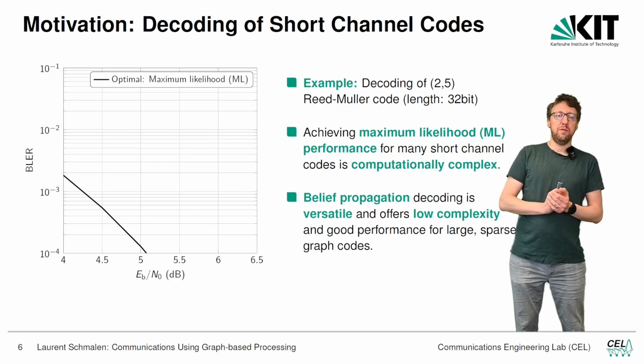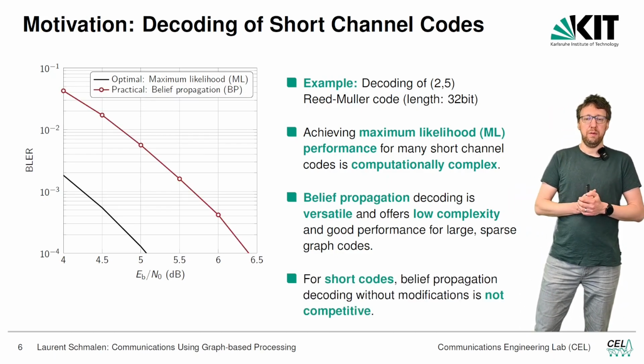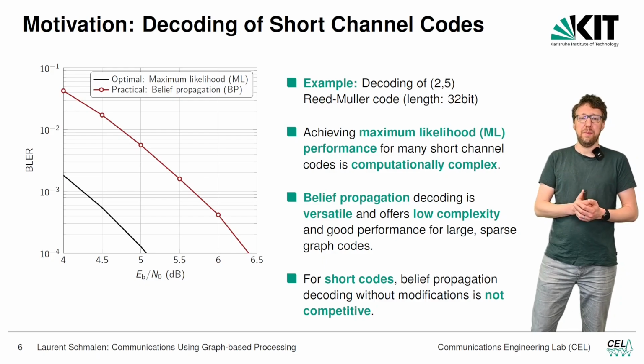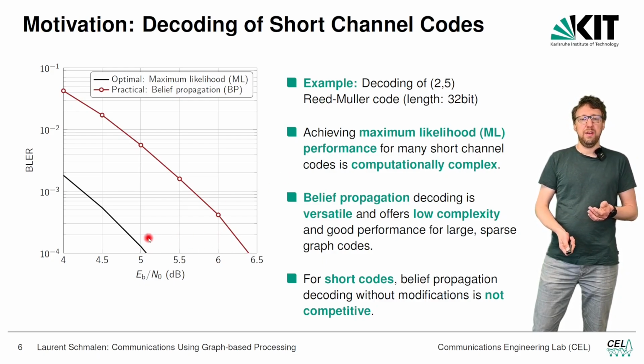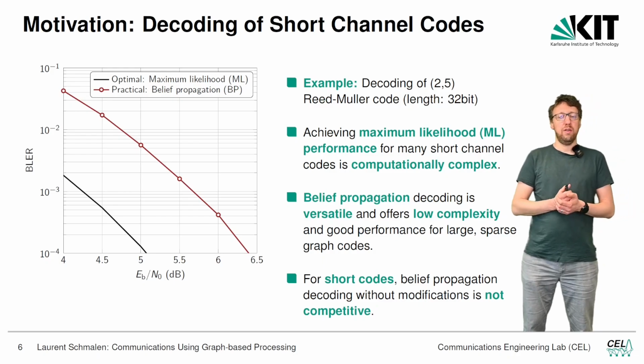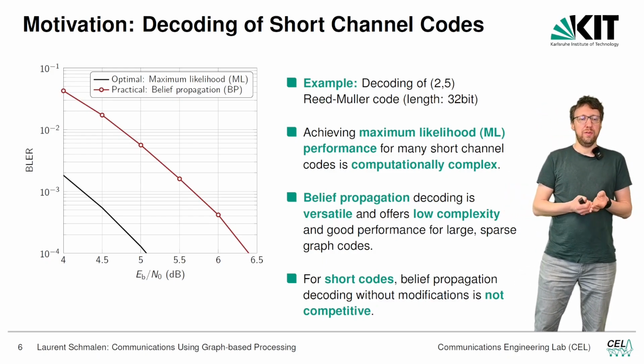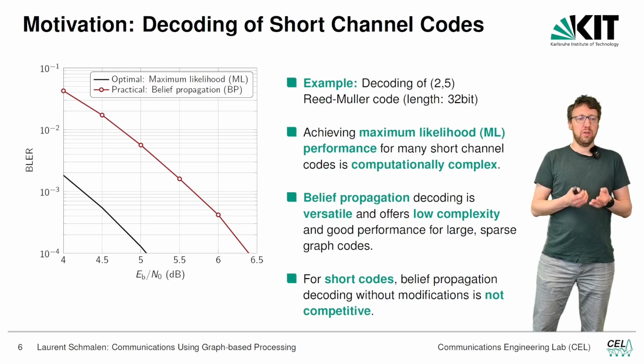Now, what is the performance of belief propagation decoding with this code? It's very bad. So it's not competitive. There is a gap of around 1.5 dB between the belief propagation decoding performance and the optimum maximum likelihood decoding performance. So the question now is, how can we improve this? What can we do to close this gap?